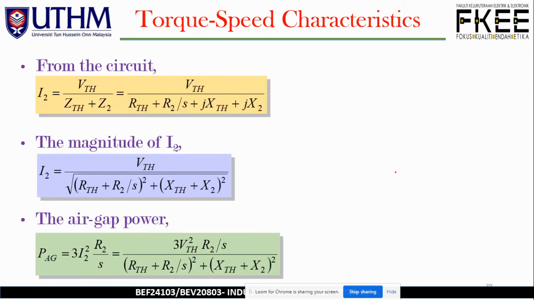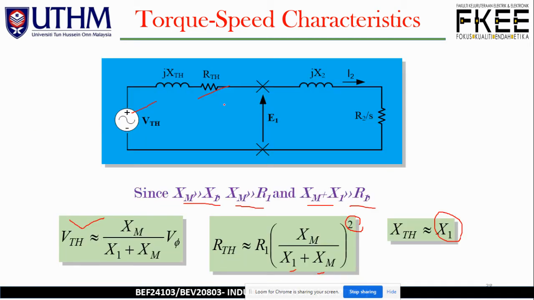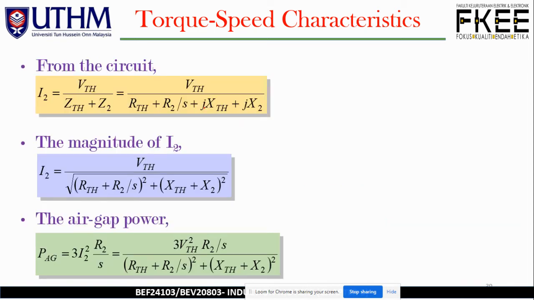And now from this circuit we try to implement KVL. Okay, let's say this is the loop. So from the circuit, VTH equals I2 multiplied by ZTH plus Z2, and then rearranging in terms of I2, you might get I2 equals VTH over ZTH plus Z2.